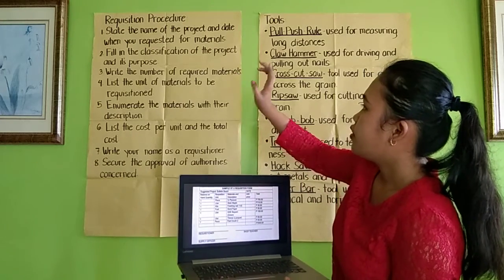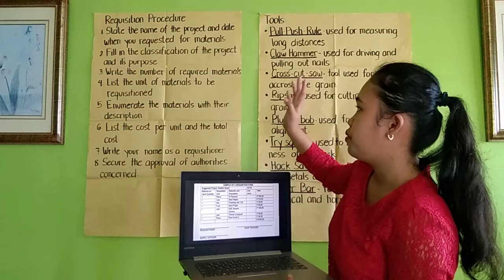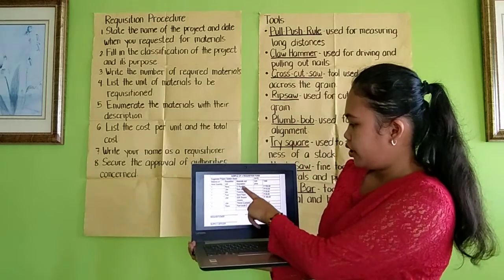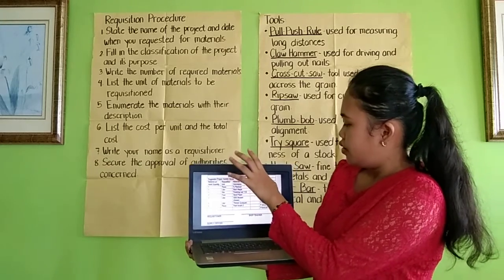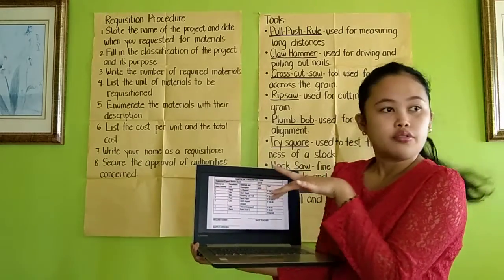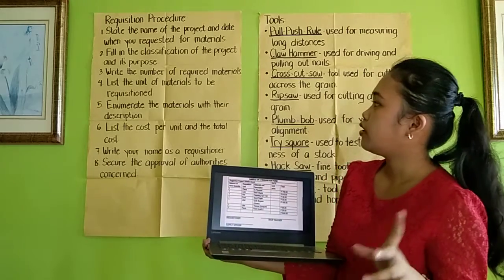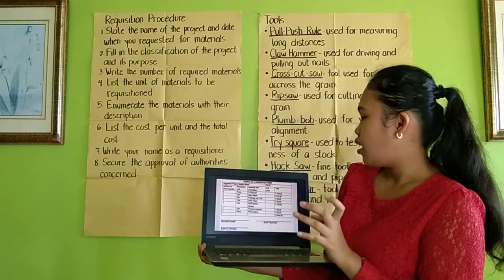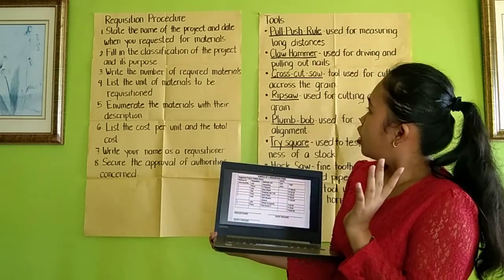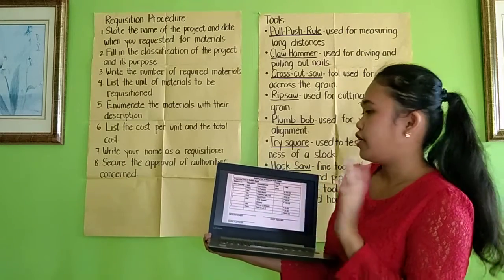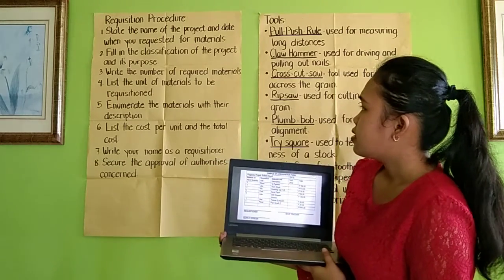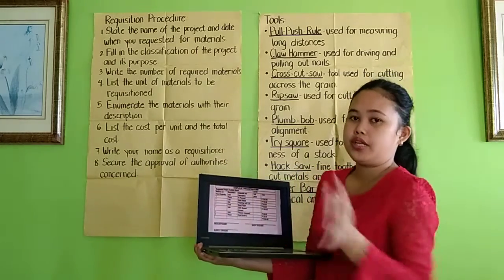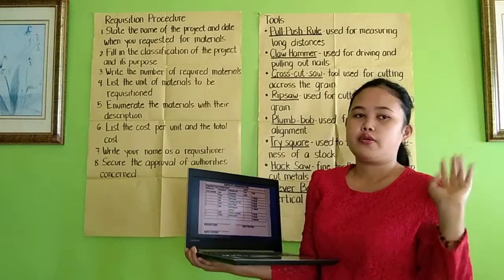So first you have to state the name of the project and the date when you requested for materials. Then the name of the materials: you have to state the materials or tools you are going to request. Next is fill in the classification of the project and its purposes. Next is write the number of required materials. So you have to write how many tools, how many materials you're going to request.